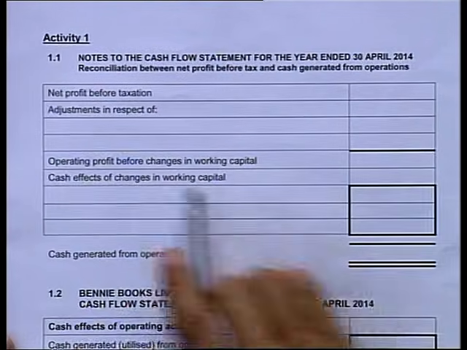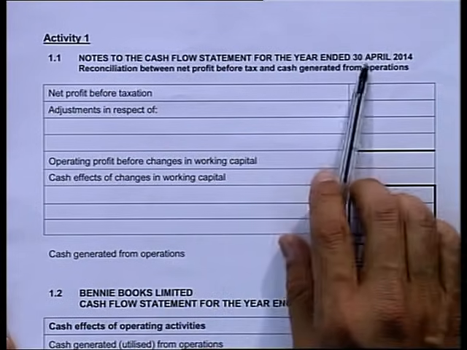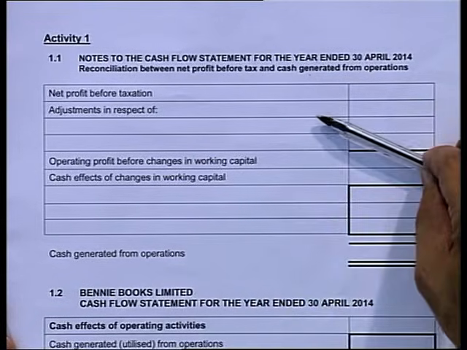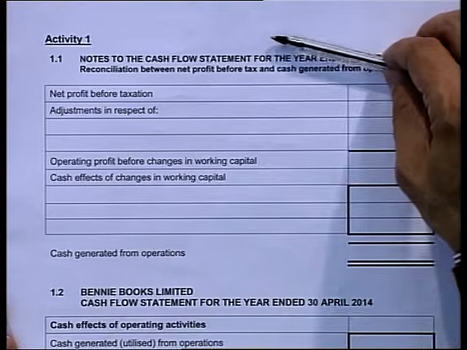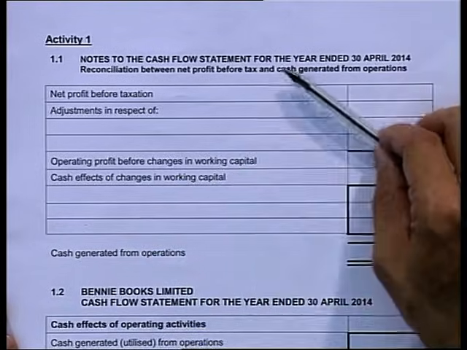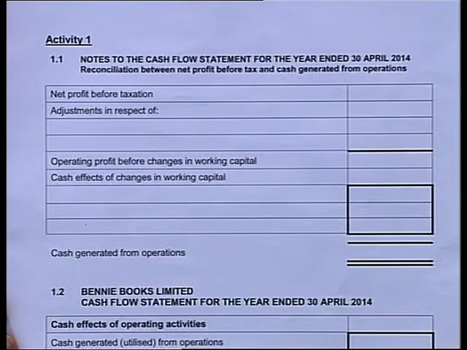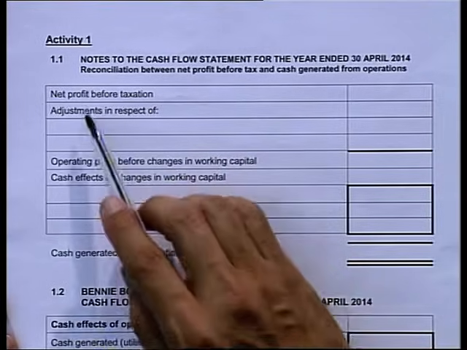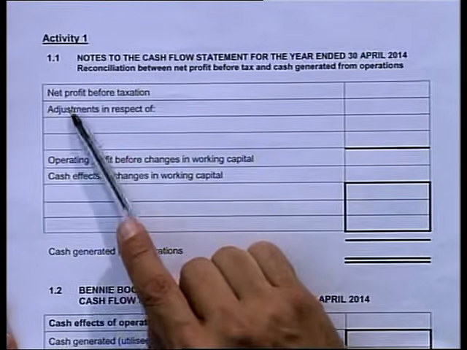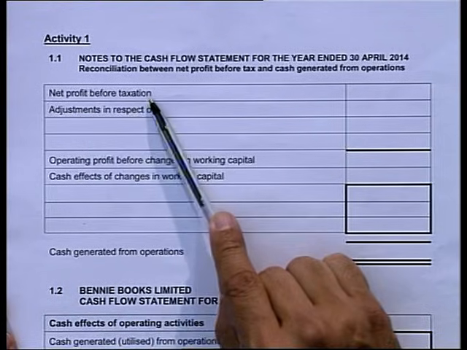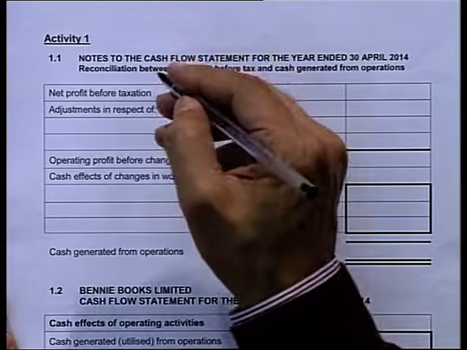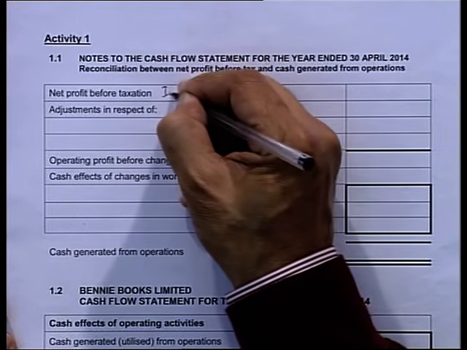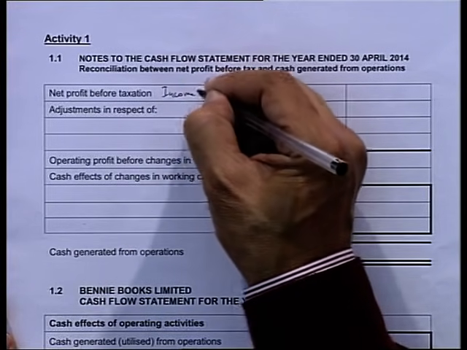So there we go. Here we have the notes to the cash flow statement, which is generally the first note for the cash flow, and they'll always be asking you that, either to draw it up from scratch or partially complete it, and then you will just have to fill in. Very simple. The very first line says net profit before taxation. That information you will find in your income statement.